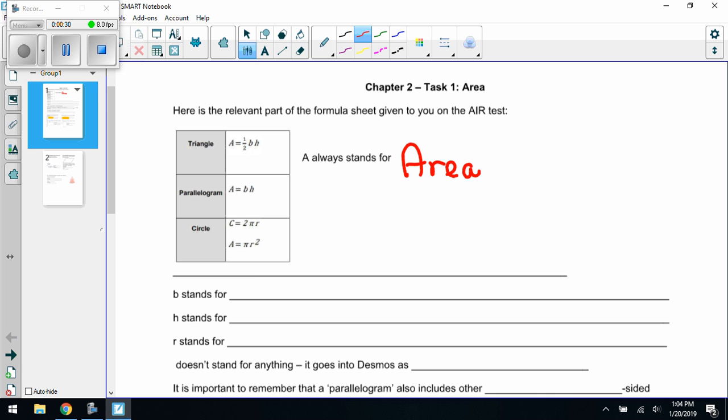The B stands for base. The H stands for height. And the R stands for radius. The base, if you go back to the B, when you're given a shape is always on the bottom. That's how you know which side to choose as the base, always the bottom. The height is always straight up and down.